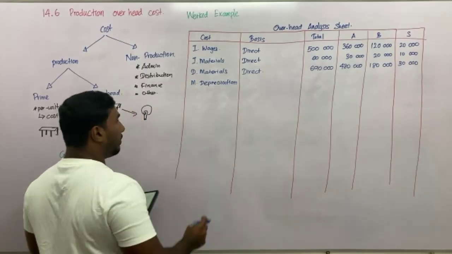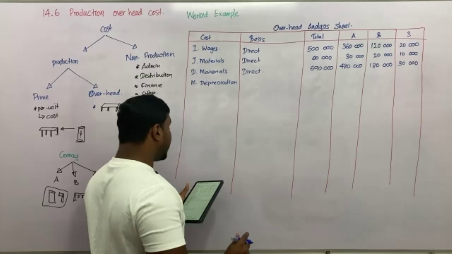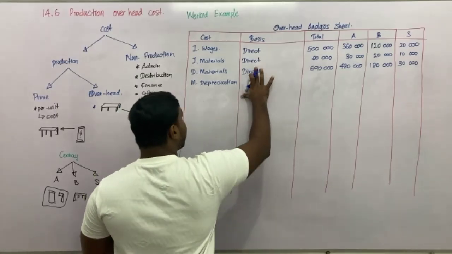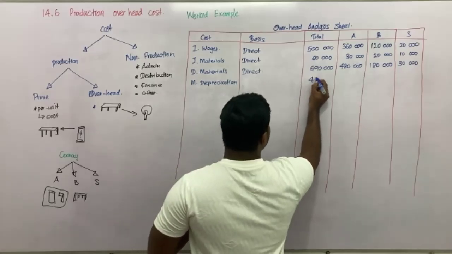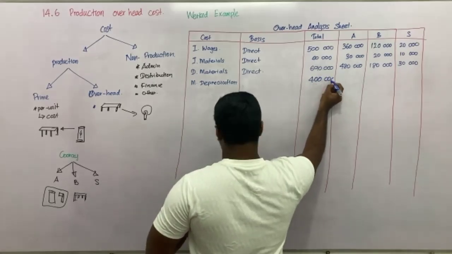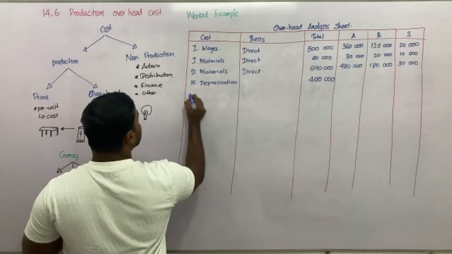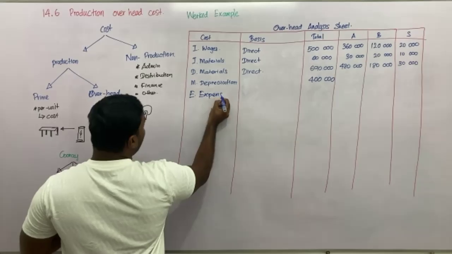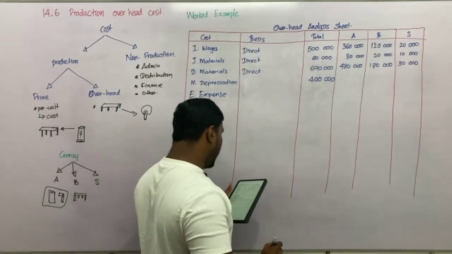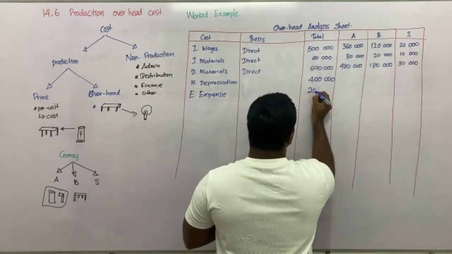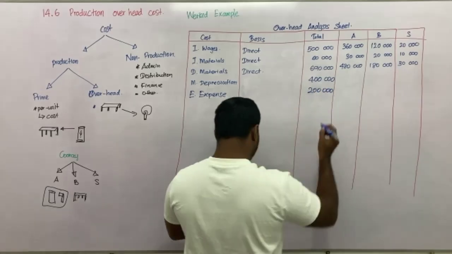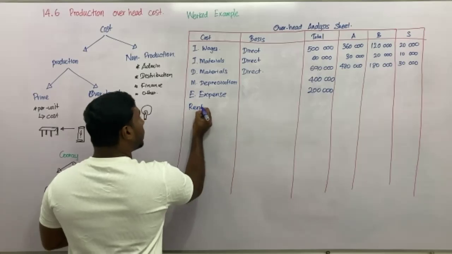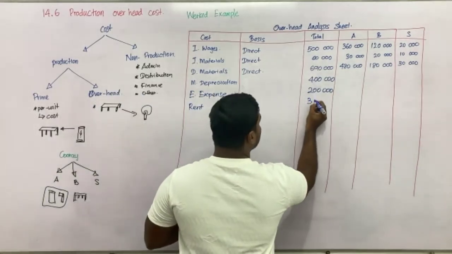How much is the machine depreciation? Machine depreciation is 400,000. Sorry, its total value is given there, 400,000. Okay. And employee expenses. Employee expenses are 200,000. Okay. And rent is 300,000.